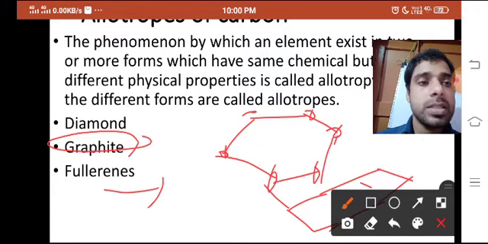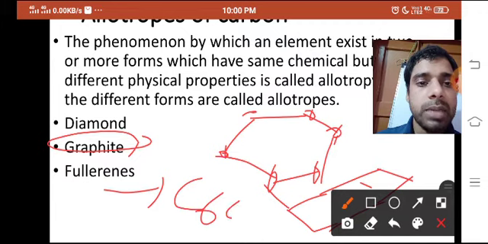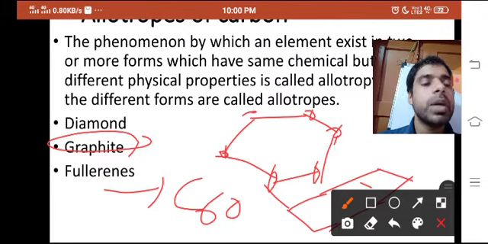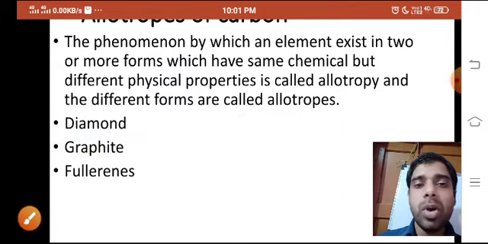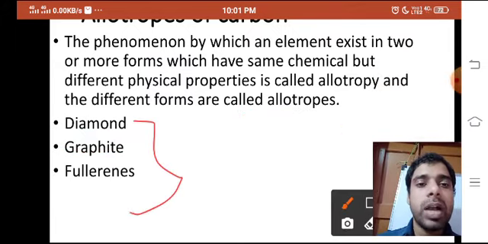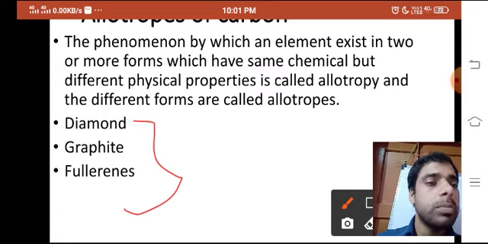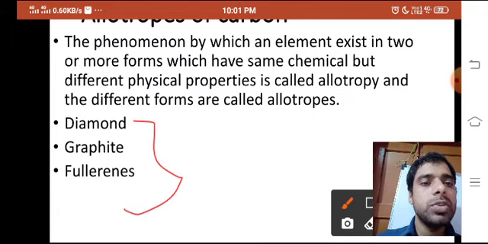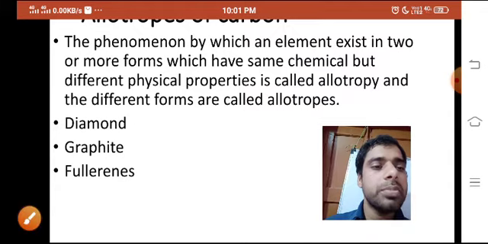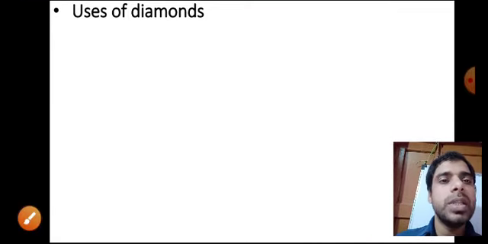And fullerenes, commonly we talk about C60, Buckminster fullerene. It is made up of carbon only, but the number of carbons can vary. In diamond there is no electrical conductivity, but in graphite electrical conductivity would be there, because free electrons are there.